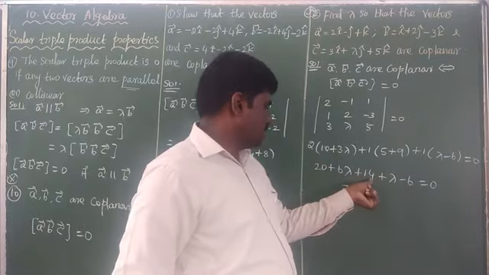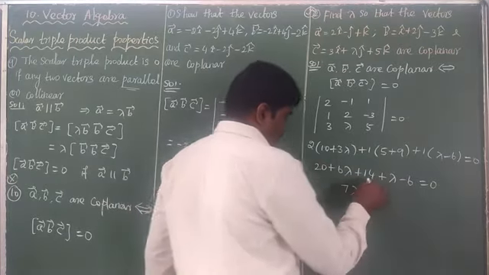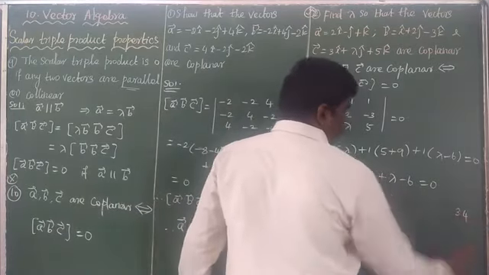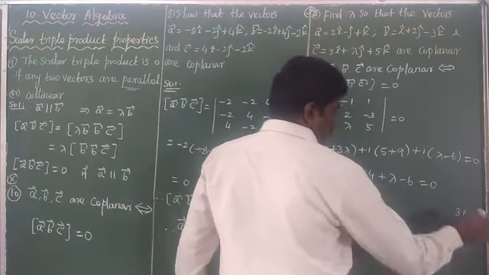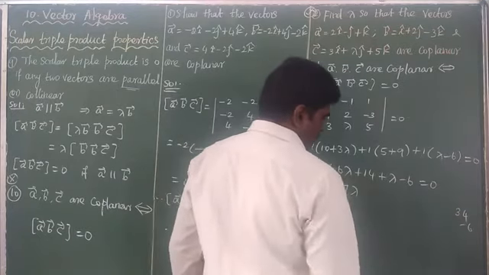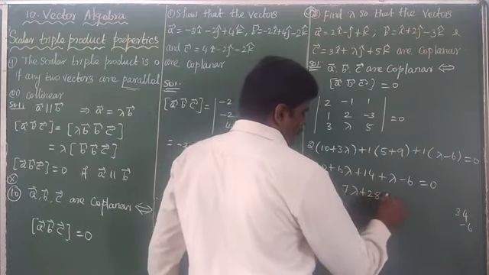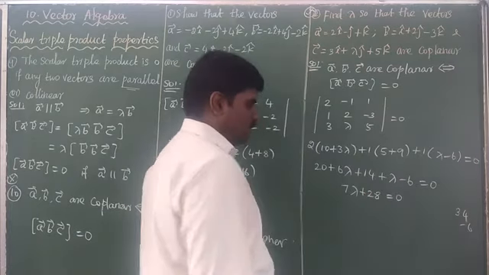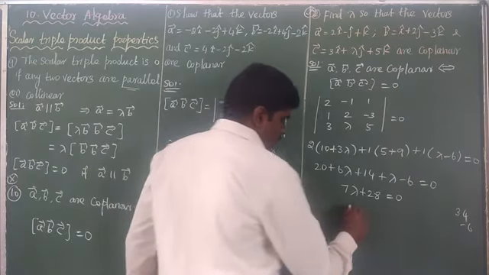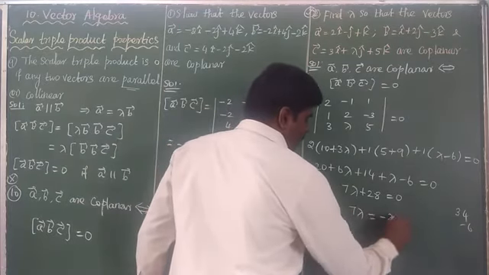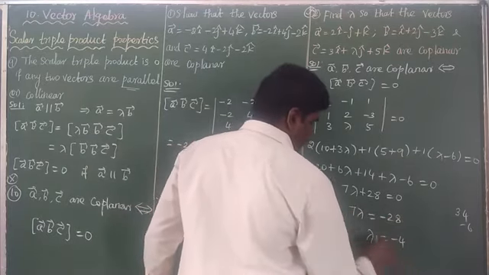Again 20 plus 14. Here 34. Again minus 6, that's again plus 28. Or plus 28 is equal to 0. Okay, that is 7 lambda is equal to minus 28. Therefore lambda is equal to minus 4.